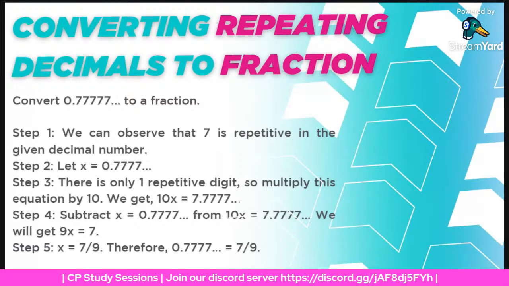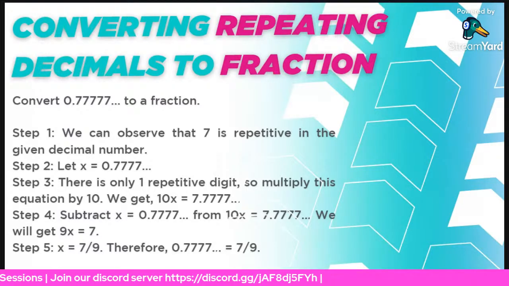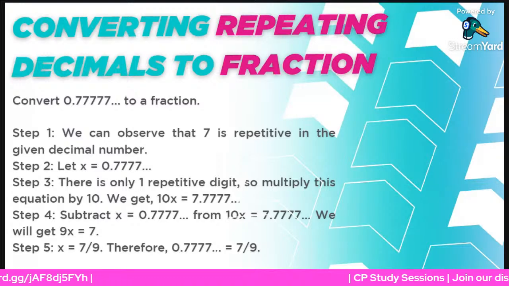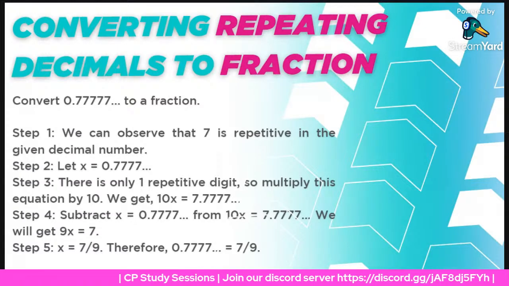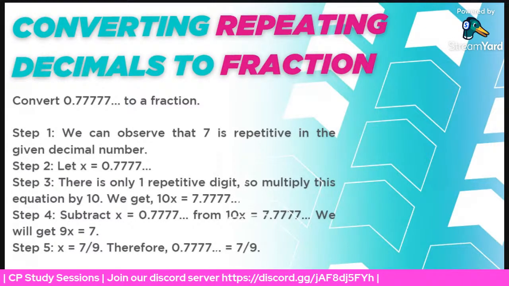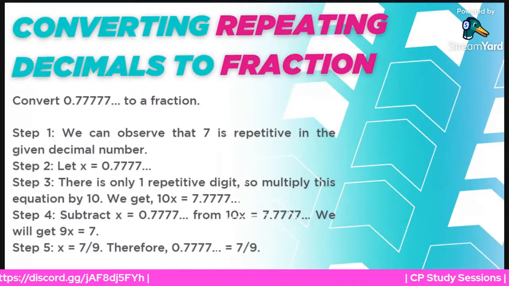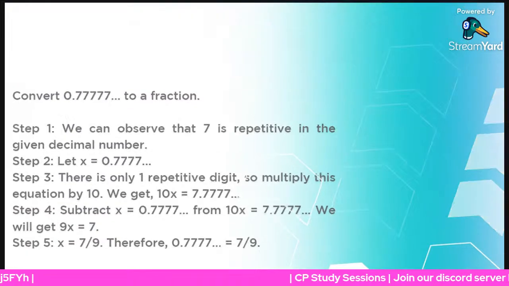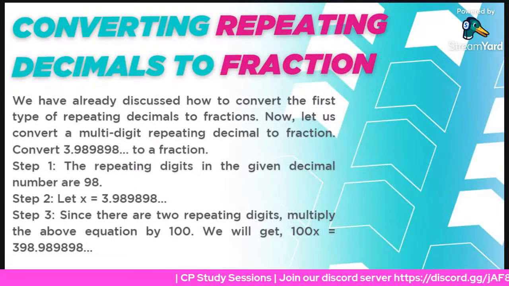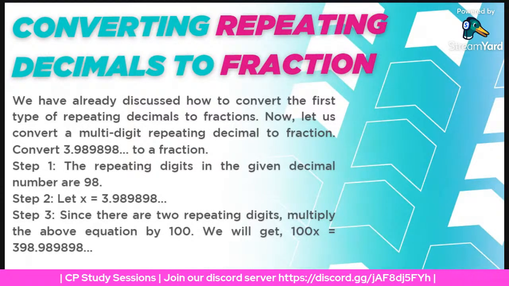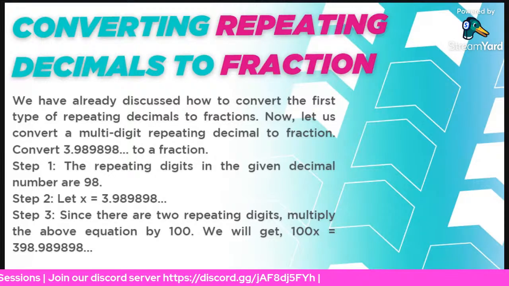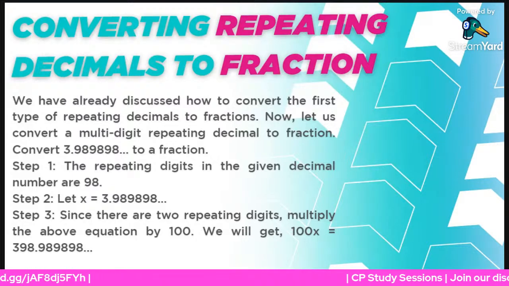Or ulitin? Sabihin lang kasi we have time naman. Ulit? Okay. So ulit. We will still use 0.7 ay hindi, gagamitin ng other example. Ayan. We will now use a multi-digit repeating decimal. So let us convert 3.989898 bar to a fraction.